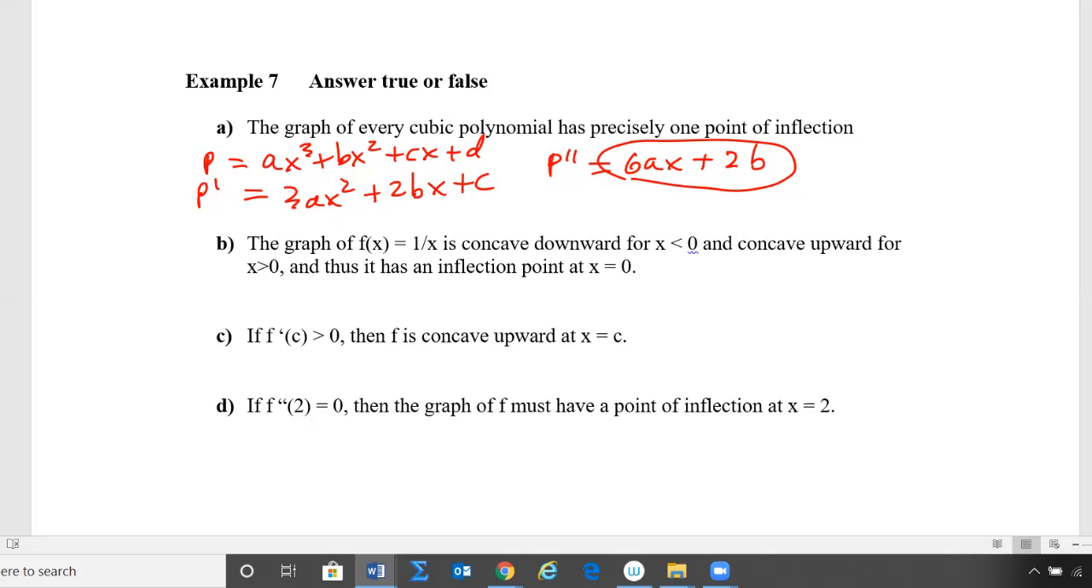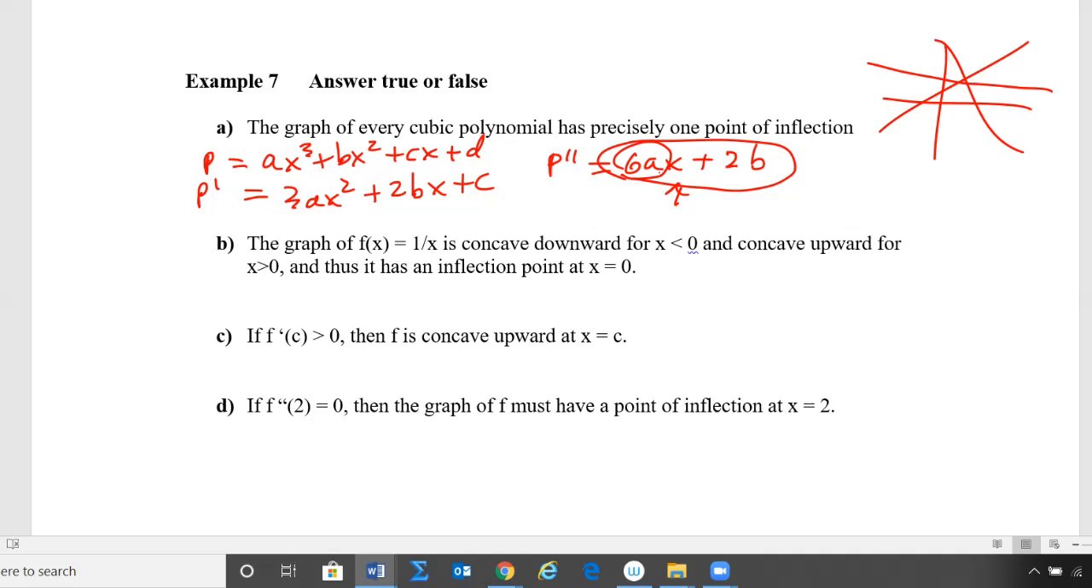So that means we would have a possibility of an inflection point. Then you'd have to test to see if it changed sign. Now, since this is a linear equation, as long as a is not 0, its slope's not 0, and it would cross, it would do something like this or like this. It would not be a horizontal line because it has a positive slope.